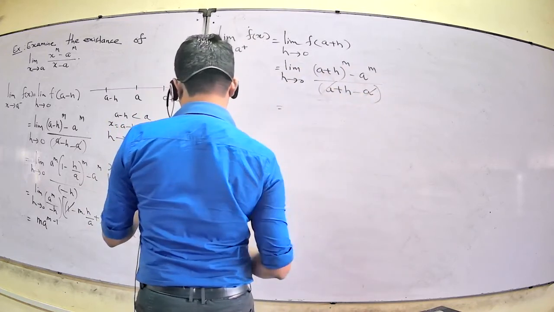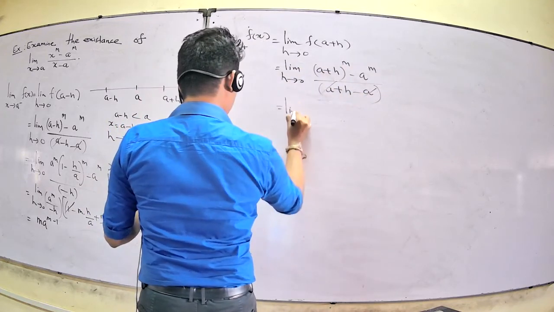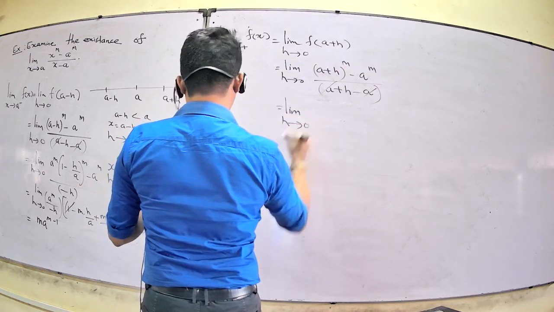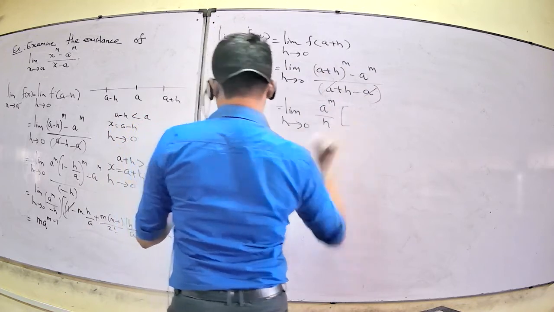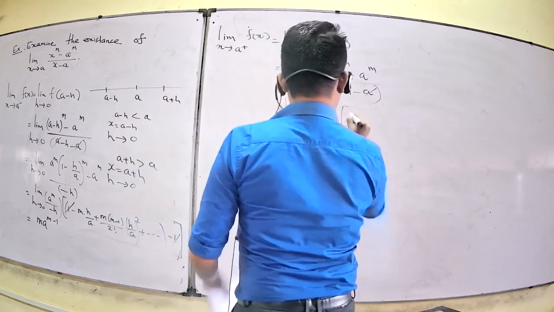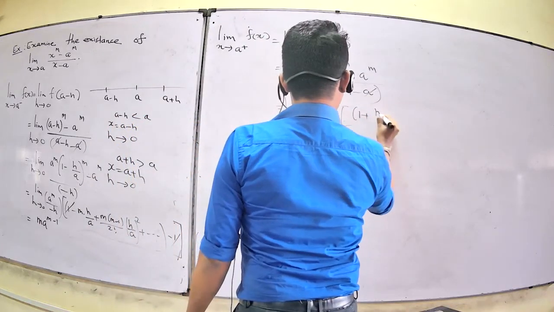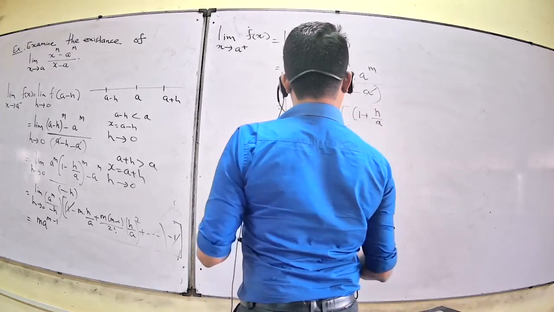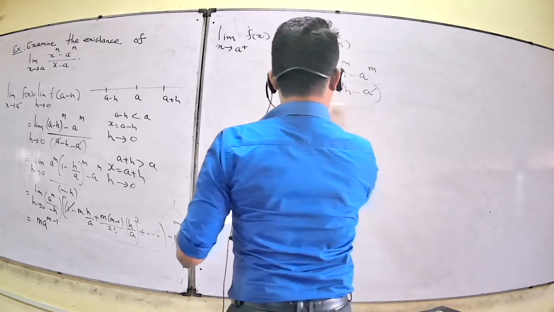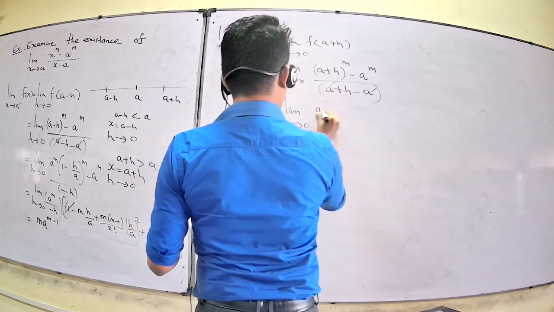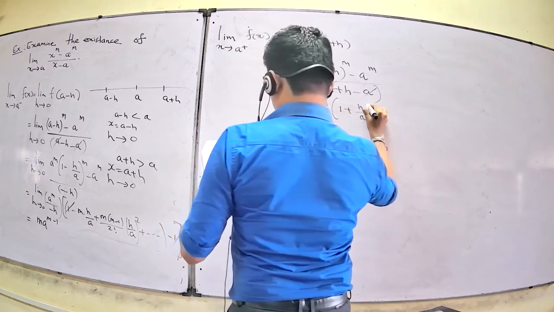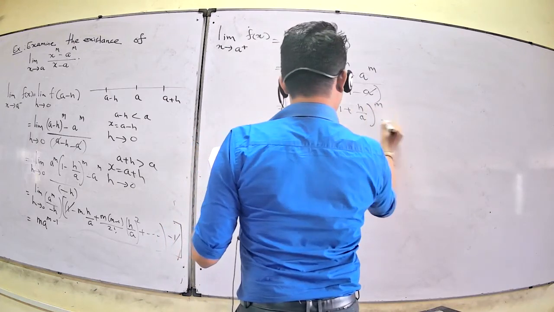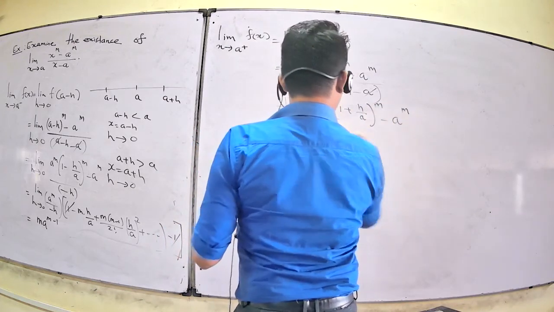Then you get the limit of h tends to 0. The a power m you take outside, you get 1 plus h over a, to the power m, minus a power m, over h.